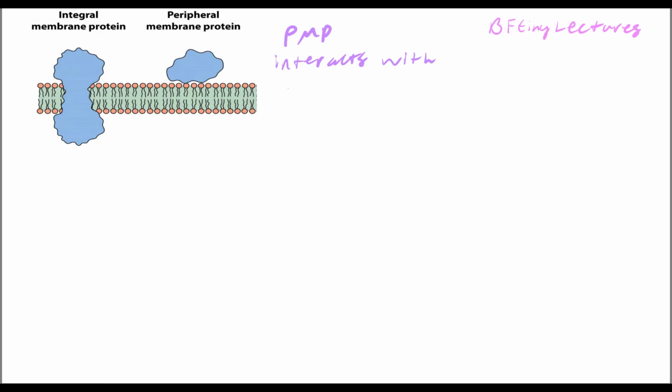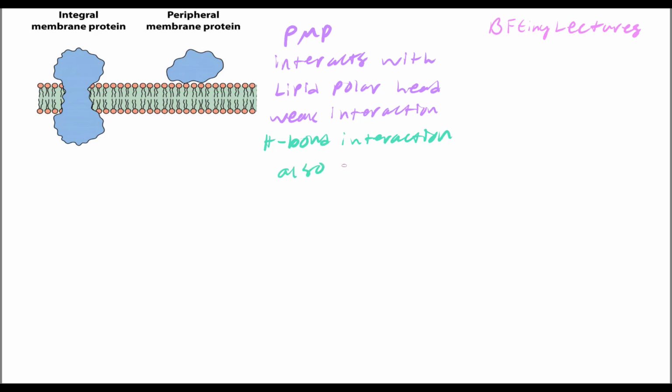So we can say the lipid polar head. But it's very weak, so it's a weak interaction. What kind of interaction is it? Is it covalent? Is it ionic? Well, it is actually hydrogen bonding interaction, and also electrostatic interactions.